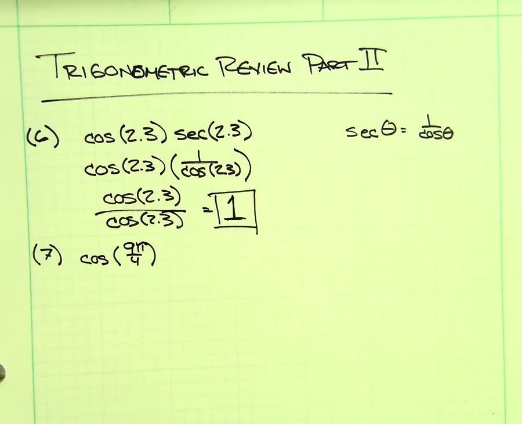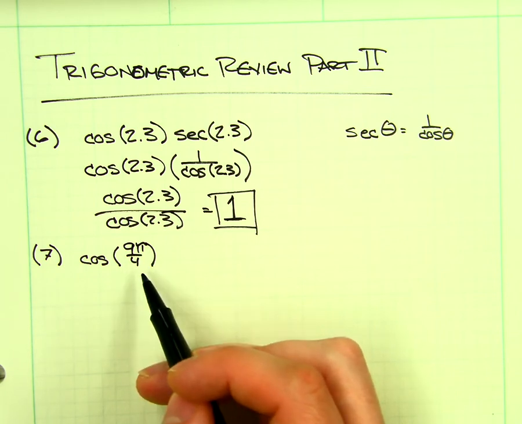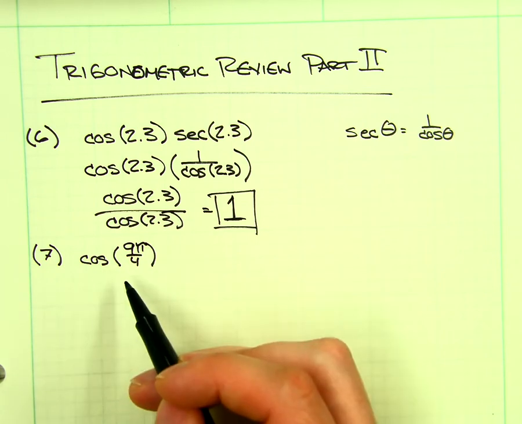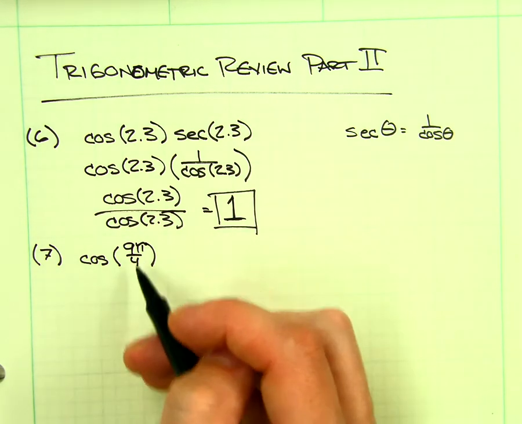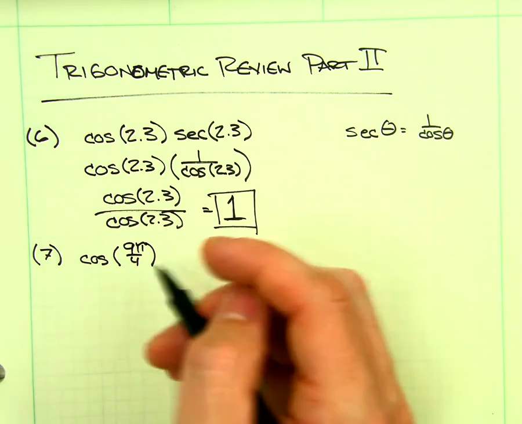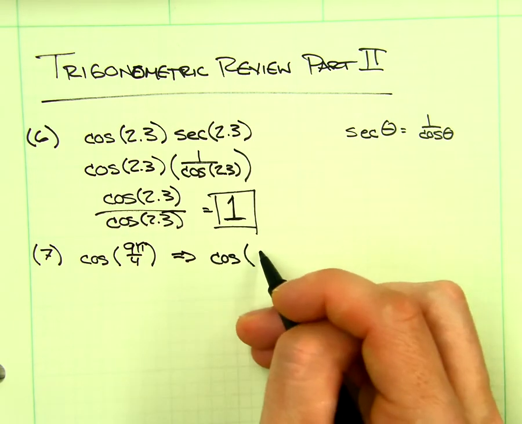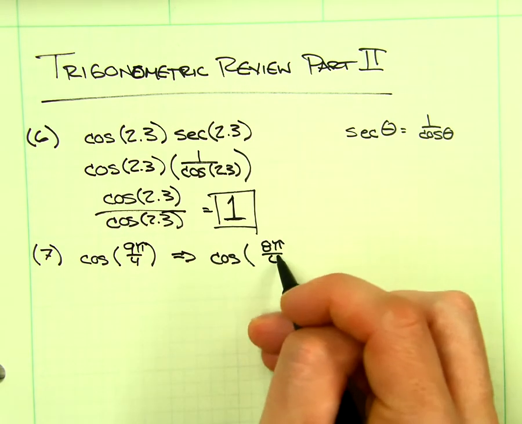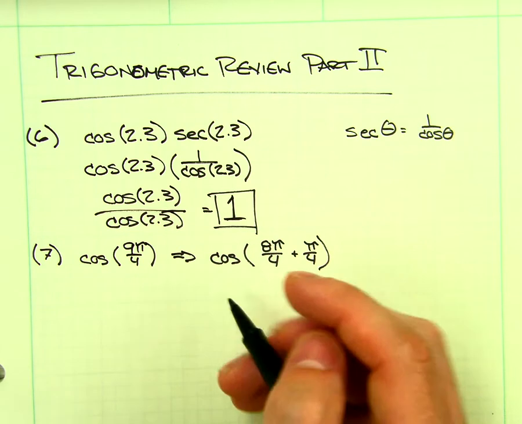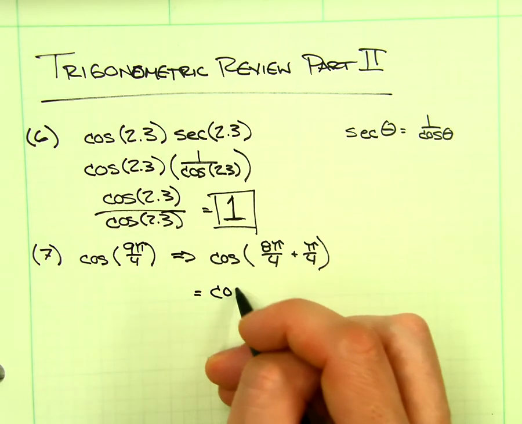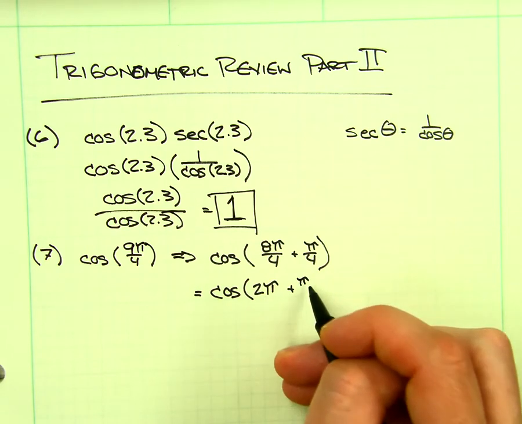Well, the first thing I'm going to notice is that this 9 pi over 4 is greater than 2 pi, right? So 2 pi is 8 pi over 4, so I need to rewrite this. Here we're talking about those coterminal angles, right? They're spinning around and around the unit circle, and eventually they're coming back and landing. So I can rewrite the cosine of 9 pi over 4 as the cosine of 8 pi over 4 plus pi over 4. Just broke it up. 8 pi over 4 is just equal to 2 pi. So this is the cosine of 2 pi plus pi over 4.